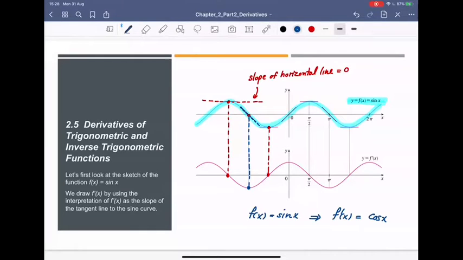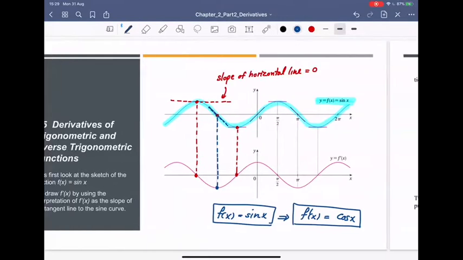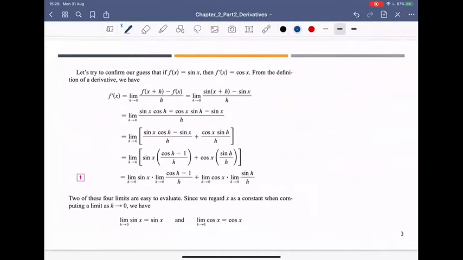We're going to look at the proof. We're going to prove that the derivative of sine is equal to cosine, and then we can build another formula after that. So let's look at the proof first.